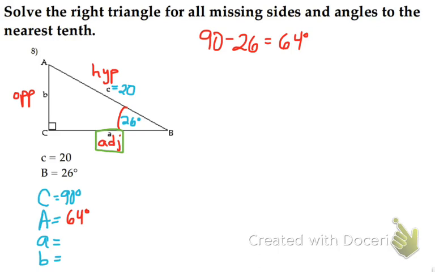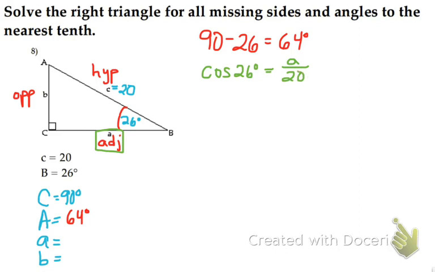And so what trig ratio is going to include the adjacent side and the hypotenuse? Since we know the hypotenuse, which one accomplishes that? That's going to be our cosine. So the cosine of the included angle, which is 26 degrees, is equal to the ratio of the adjacent side, which we don't know, a, over the hypotenuse, which we do know, is 20.